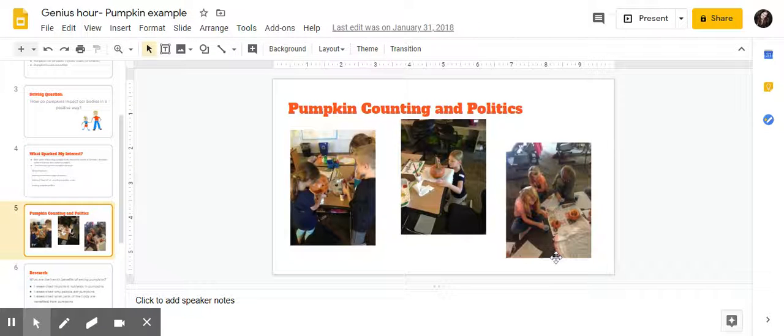Then here are some photos of some of my past students working really hard on dissecting pumpkins. And you'll see also a couple photos, I think the middle one and the one on the left of my screen, are from Pumpkin Politics. They created pumpkin presidents.